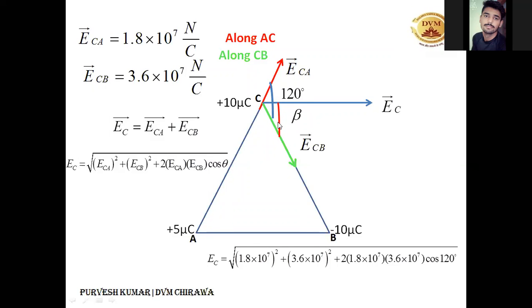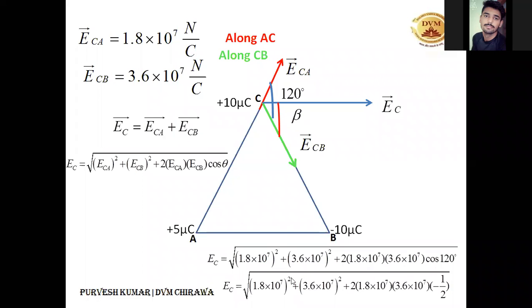Also, I have mentioned the direction of this electric field: the direction of the resultant electric field at C is at an angle beta from ECB. Now, solving it out, you are left with (1.8 into 10 to the power 7) square plus (3.6 into 10 to the power 7) square plus 2 into 1.8 into 10 to the power 7 multiplied by 3.6 into 10 to the power 7 cos 120 degrees. Cos 120 is minus half.